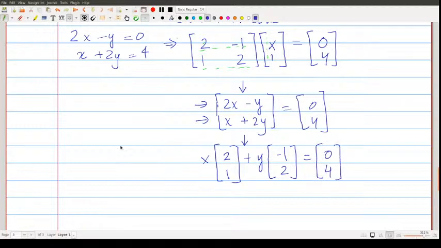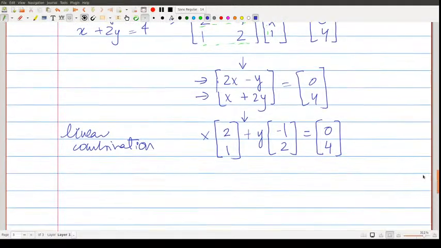And so this is the column form, and it's also called a linear combination. This is a linear combination. What you've done, I want you to understand and start using this term immediately. Get comfortable with this term. A linear combination is basically you take some vector, you multiply it with some number, you take another vector, you multiply it with some number, and then you add them together.